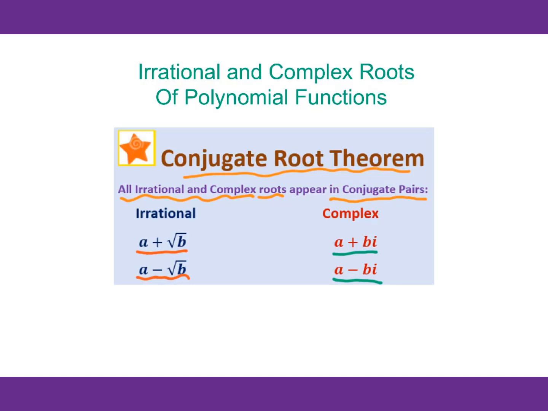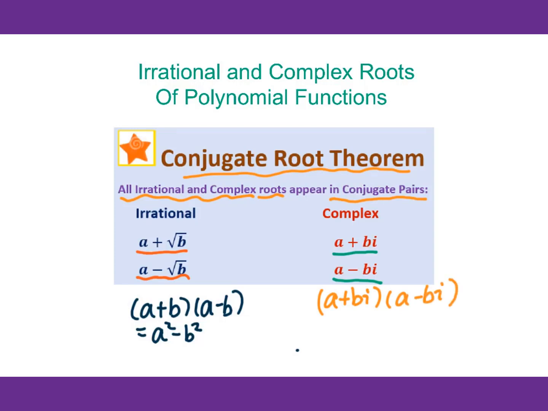Think about conjugate multiply. We have a plus b times a minus b. That will be a squared minus b squared. While a plus bi times a minus bi equals a squared plus b squared.